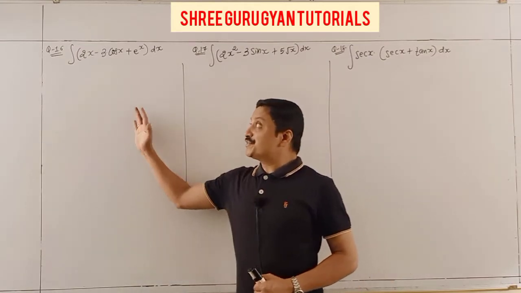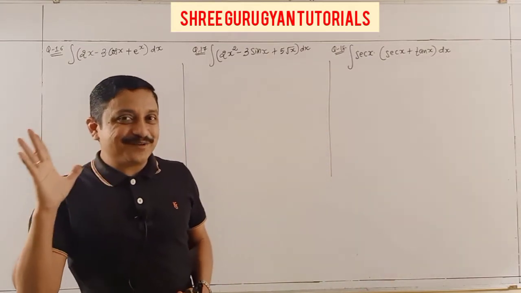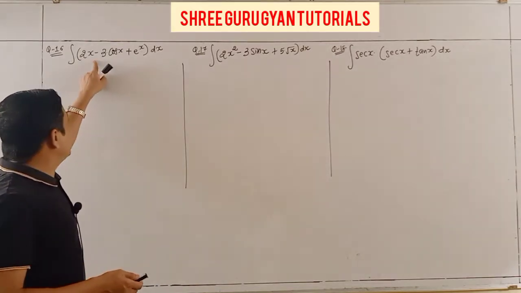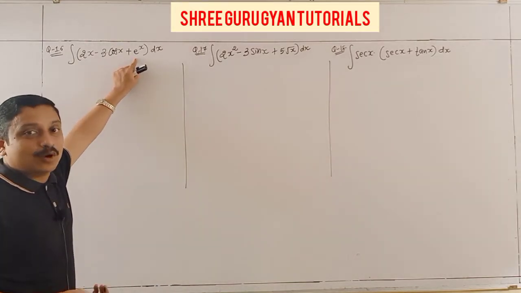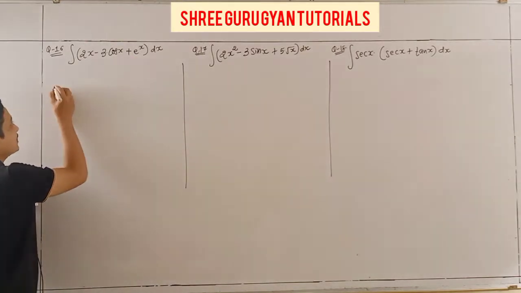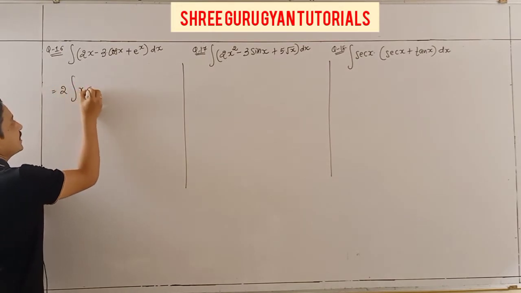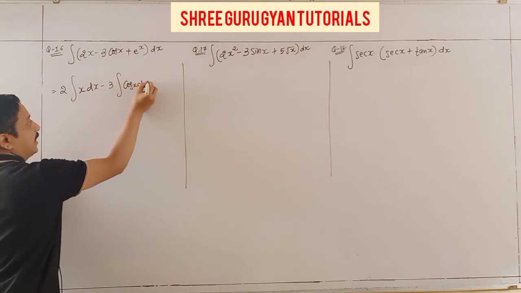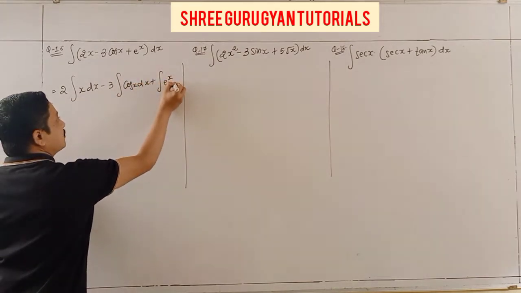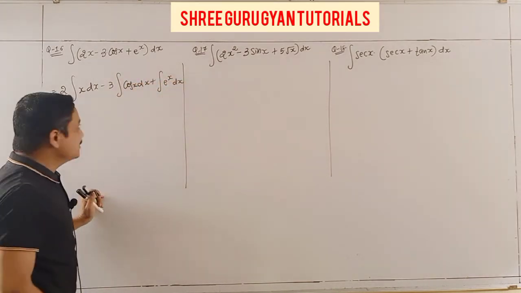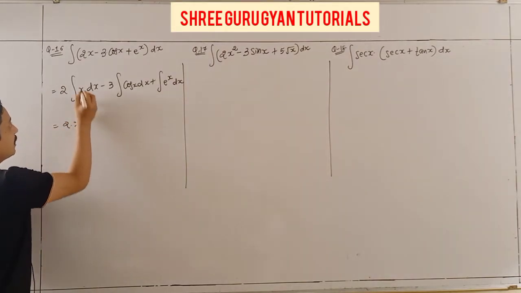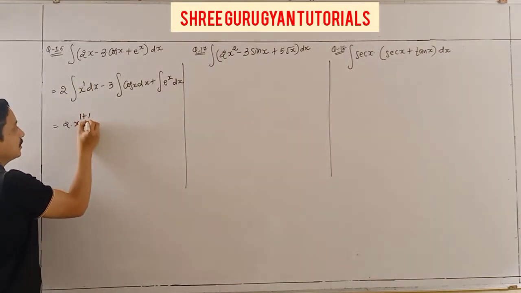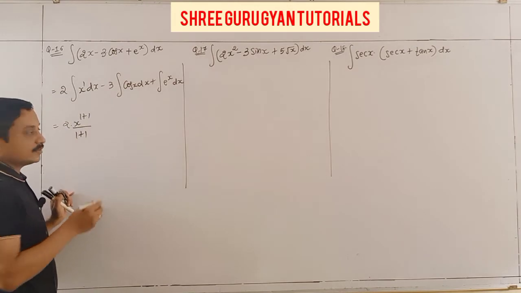Now continue students, question number 16. Same pattern question. Here 2x, 3 cos x and e raised to x. All are separately given. So I just write down 2x one side, 3 cos x one side, and e raised to x is the variable one side. So my answer is easy, here power given. It means 1 plus 1 by 1 plus 1.